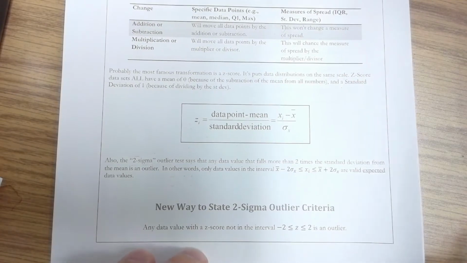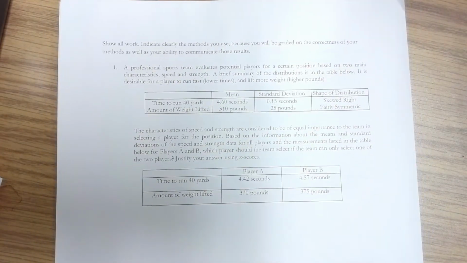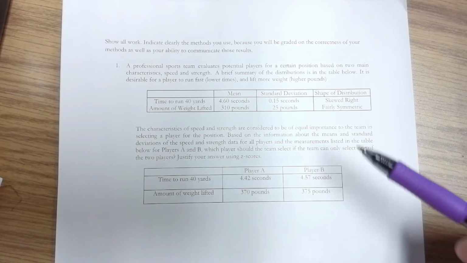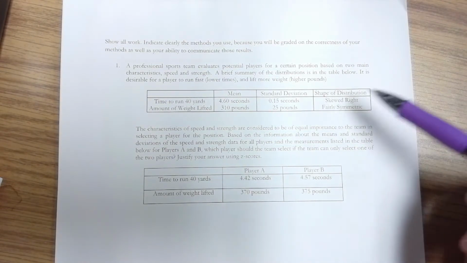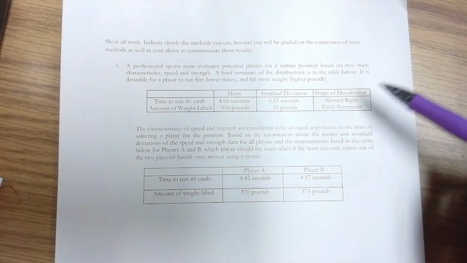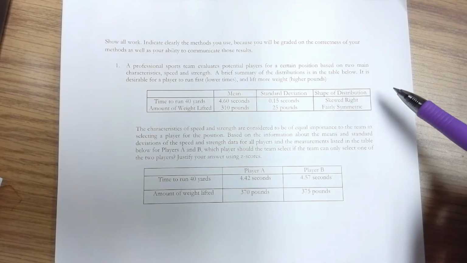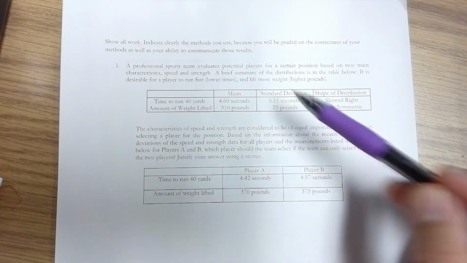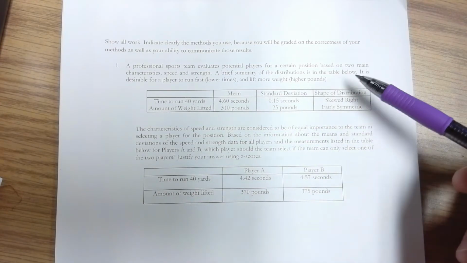So here was our first task, and in this one a professional sports team evaluates potential players for a certain position based on two main characteristics: speed and strength. A brief summary of the distribution is in the table below, and it is desirable for a player to run fast, which means lower times, and lift more weight, which is higher pounds.